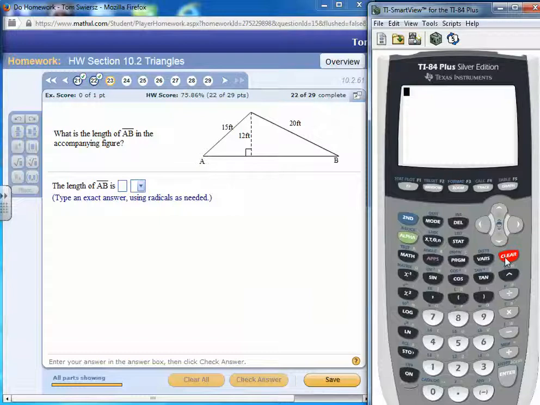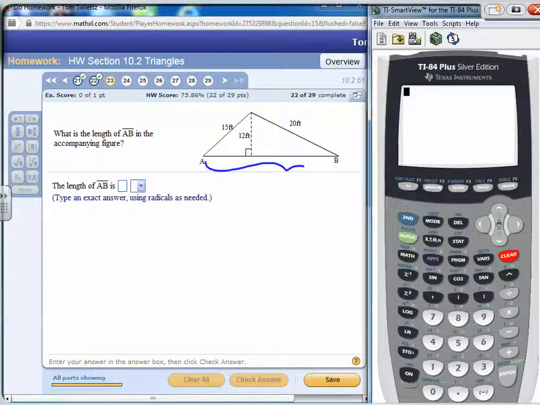Okay, we need to find the length of the side AB, all the way from A to B. What we're going to do is split it up into two triangles. We're going to go from A to point C, and then from C to B. So notice the triangle on the left.